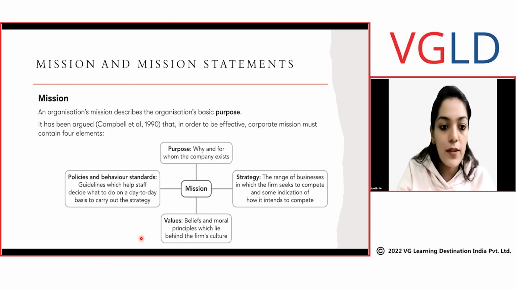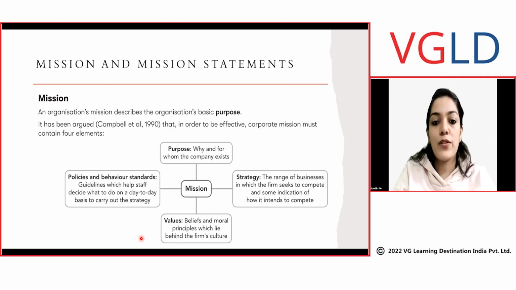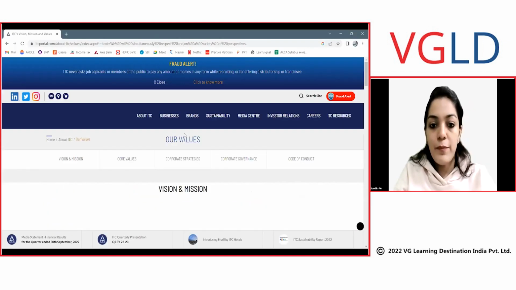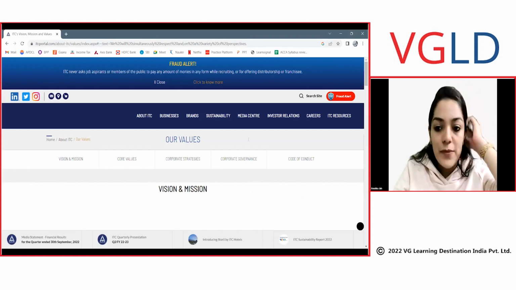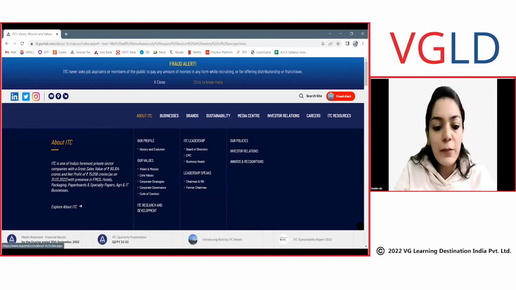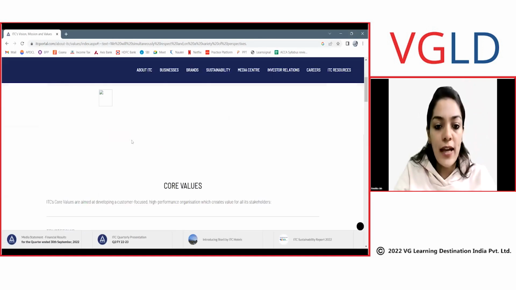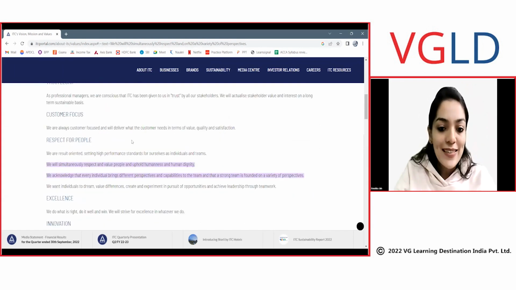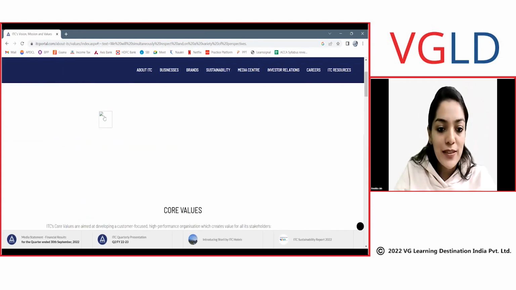It's published for the stakeholders. Yeah, let me show this to you for ITC. See, it's on ITC's website only. You can find it for any company. They always publish it on their website. What is the vision and mission? Wow, the photo is not loading. What do I do?